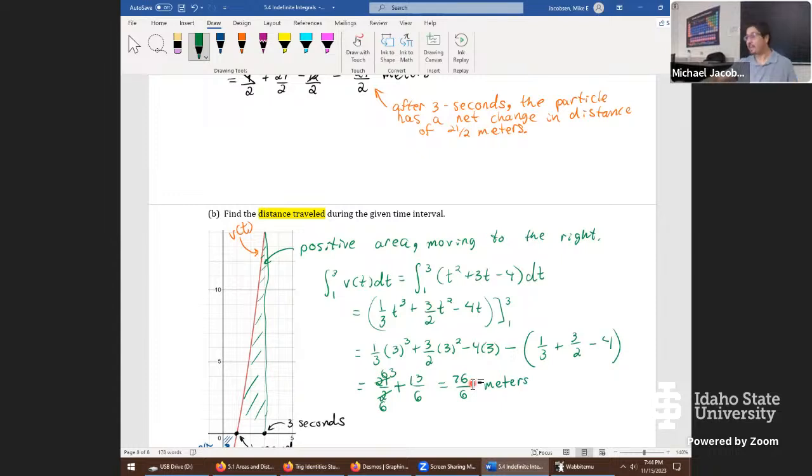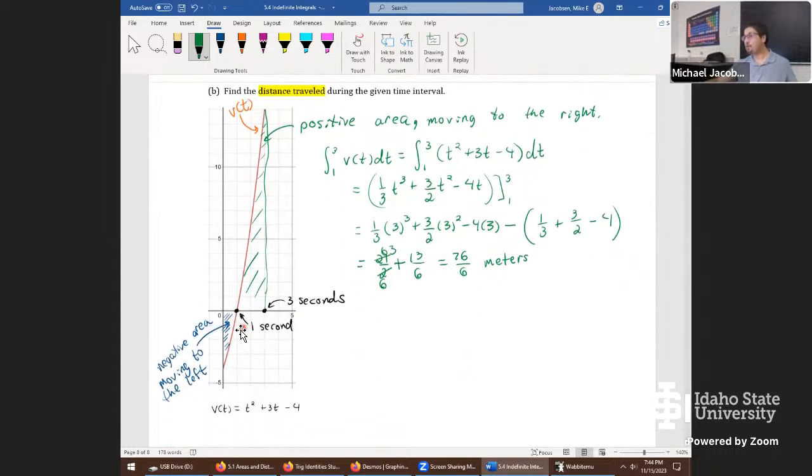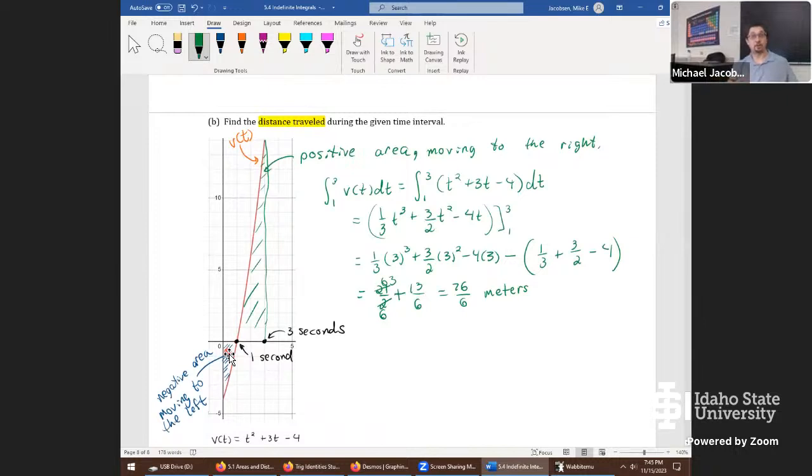Next, we have to do this all over again. We need to find how far we moved towards the left in meters. So now we're going for the blue area. Any questions first, folks, on getting that 76/6?